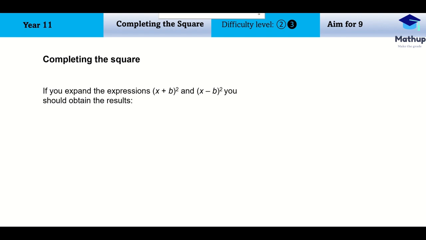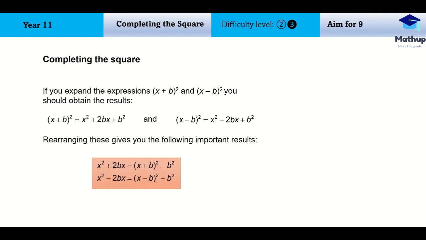So let's look at completing the square for today's topic. If you expand the expressions x plus b squared and x minus b squared, what do you get? Well, if you expand this, you will get x plus b squared equals x squared plus 2bx plus b squared. So if we take away b squared from both sides of this equation, we'll be left with x squared plus 2bx equals x plus b squared, minus b squared. And the same for x minus b squared, we'll get x squared minus 2bx equals x minus b squared, take away b squared. This is known as completing the square.